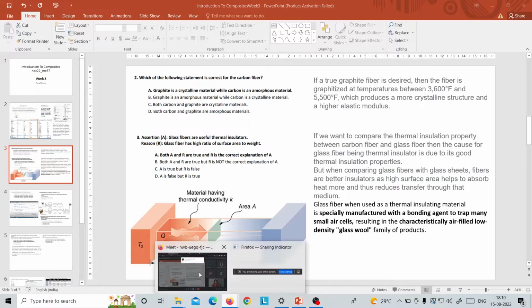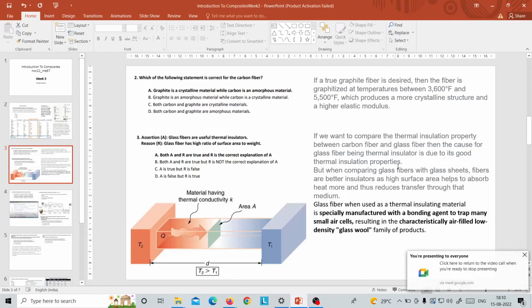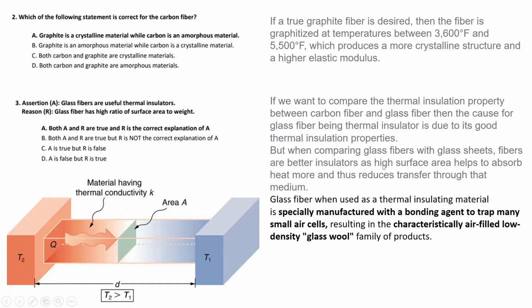Then we have the next question. It states that glass fibers are useful thermal insulators. The reason behind this assertion they've given is that glass fiber has a high ratio of surface area to weight.